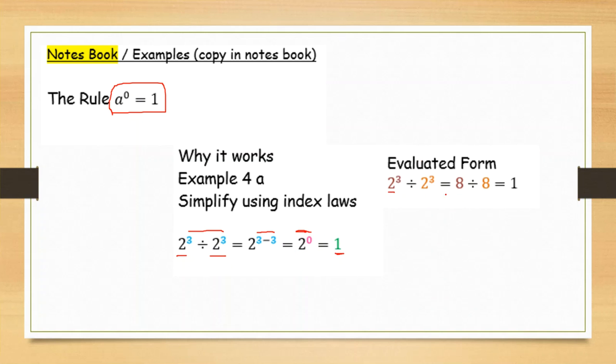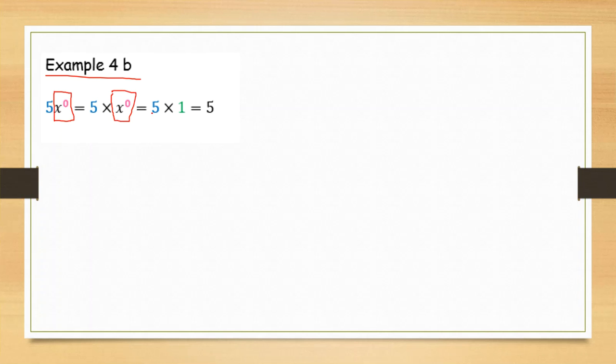2 cubed is 8. So 8 divided by 8 is clearly 1. Any number to the power of 0 equals 1. So make sure this rule goes into your notes. This is how we use it. So for example, 4b, 5x to the 0. This part here is 1. So we get 5 times 1, which is 5.